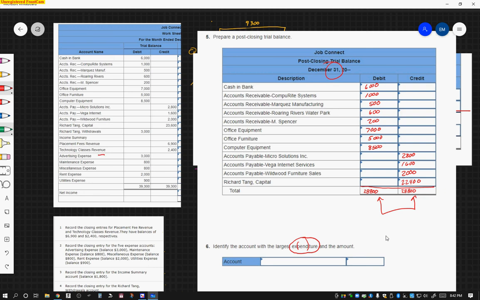Well, let's just say these are your expenses. Don't need to be a rocket scientist, but I would say that $3,000 in ad expense is our largest expenditure. That concludes Working Papers 10.